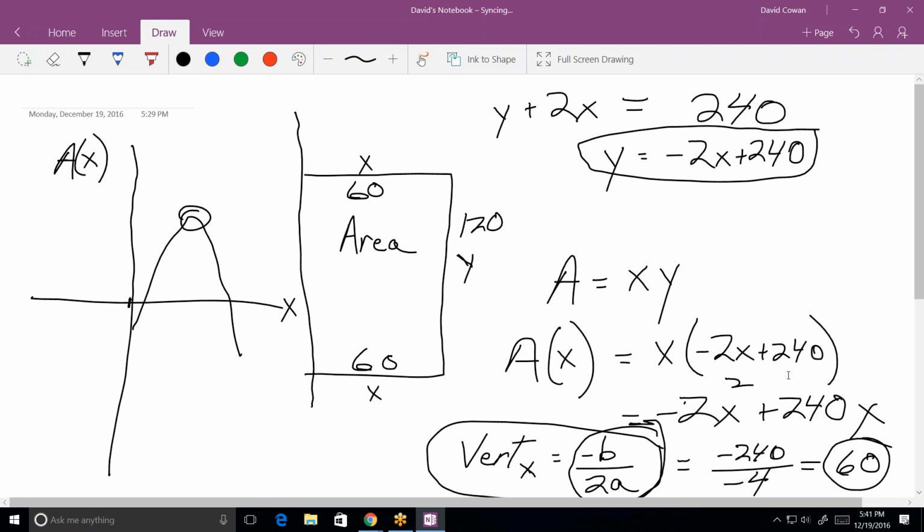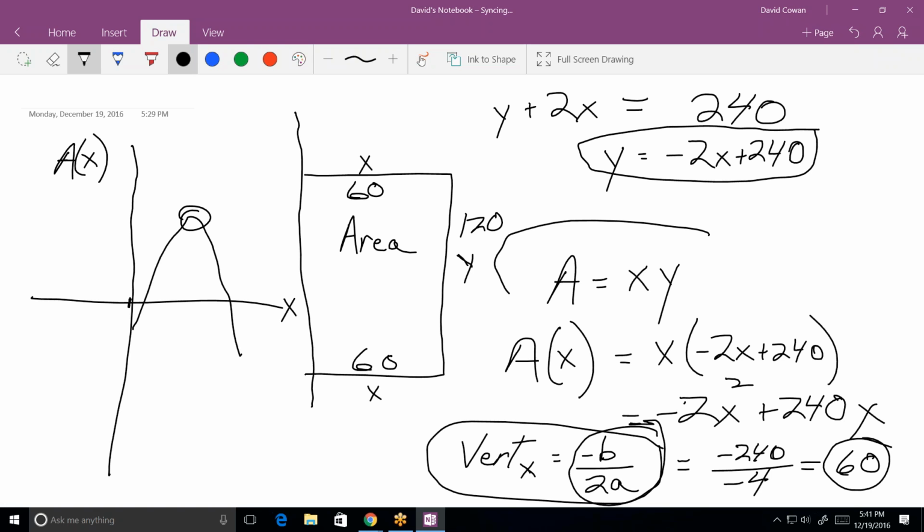It would not have mattered whether I solved this top equation for x and substituted for x and solved everything for y. I would have gotten y equal to 120, and I would have left x to be 60. It doesn't really matter which variable you solve for. The key here is to determine the function that you're looking to optimize. And there is the function I'm looking to maximize.